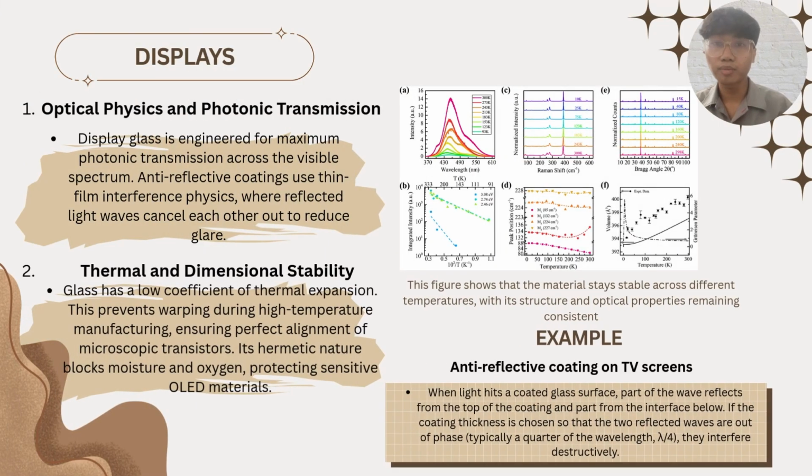And now we're moving to displays, like your TV or monitors. Here, clarity and visibility are the key points. Display glass is engineered for maximum photonic transmission, meaning it lets through as much light as possible across the visible spectrum.